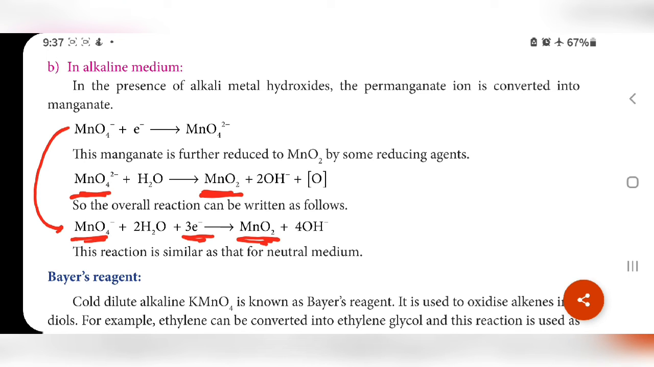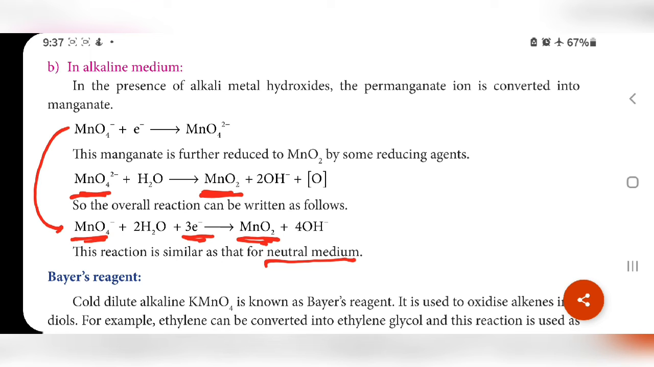This reaction is similar to that for the neutral medium, because in neutral medium also oxidation takes place. There thiosulfate is converted into sulfate. There also we got some OH minus, MnO2 is obtained as a product with OH minus. Here also MnO2 is obtained and OH minus also obtained. So this reaction is similar to neutral medium.